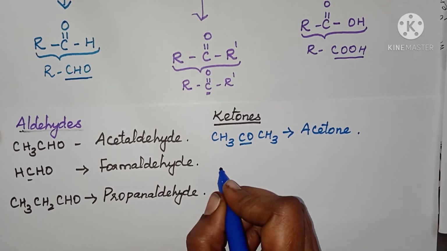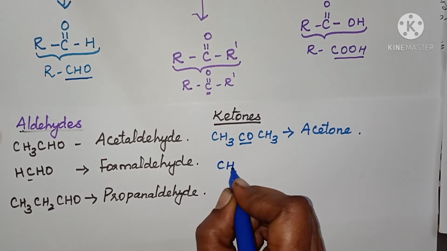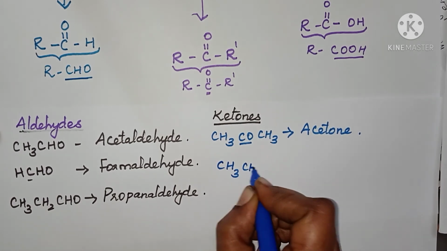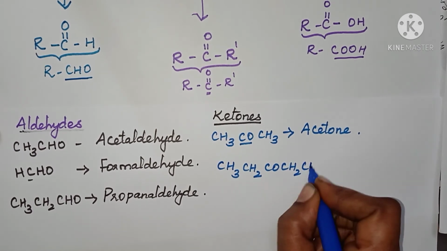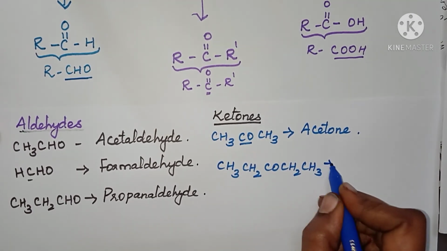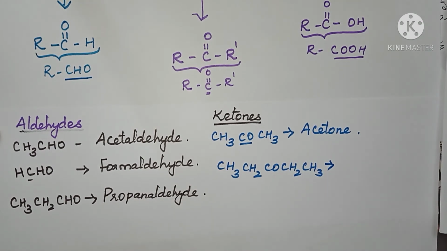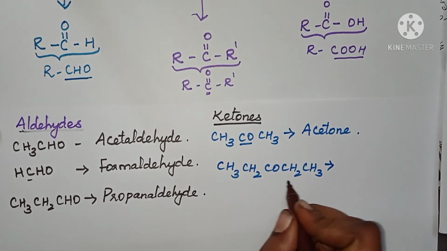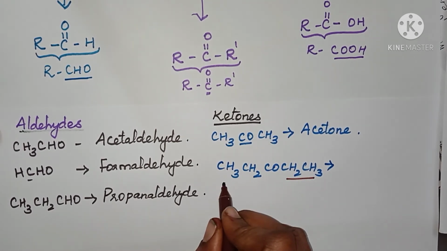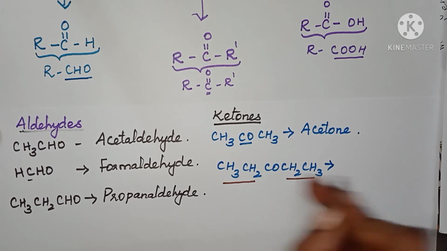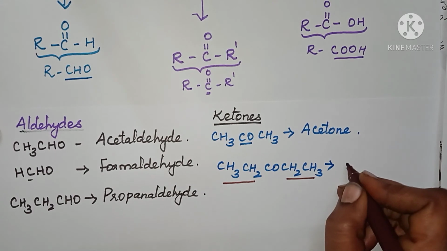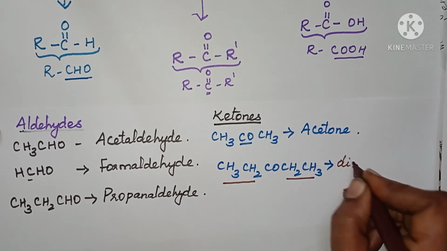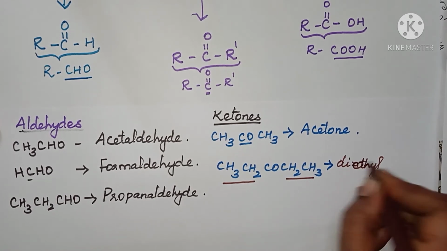Next one, here CH3 CH2 CO CH2 CH3. What is the name of this? Yes, I'll tell you. This is an ethyl group, and this side also an ethyl group. So, both sides ethyl are attached with the middle carbonyl compound. So, how can we give the name? Diethyl ketone.